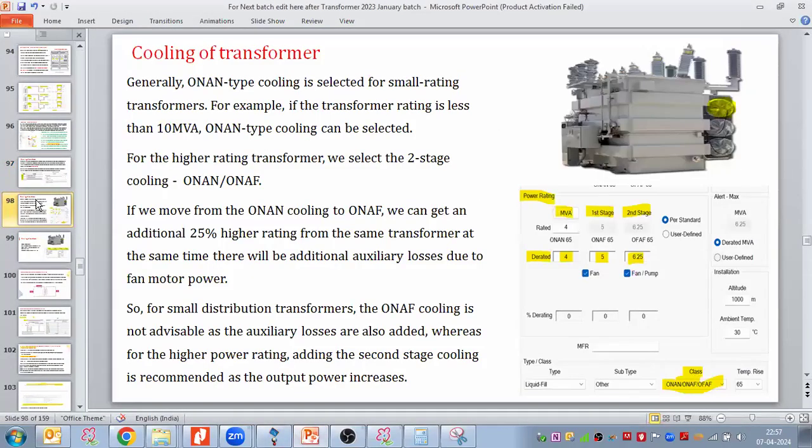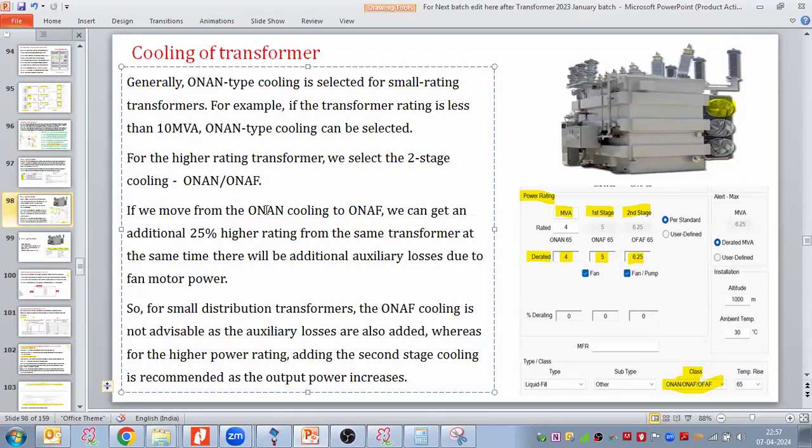So in case of the small transformer, we go with the natural cooling. There is no significant power increase when we increase the cooling. But in case of large transformers, we go with the second or third stage cooling, the ONAF or OFAF type cooling. So for the higher rating transformers, we select two-stage cooling, ONAN and ONAF, or we can select OFAF as well, as a three-stage.